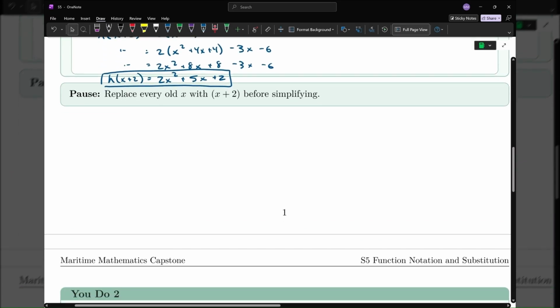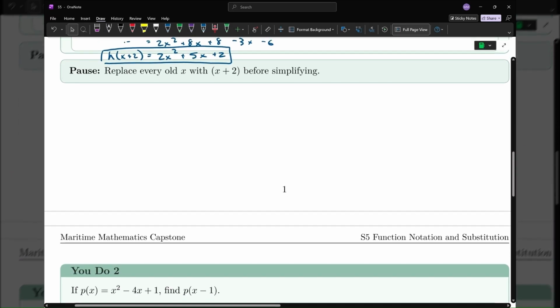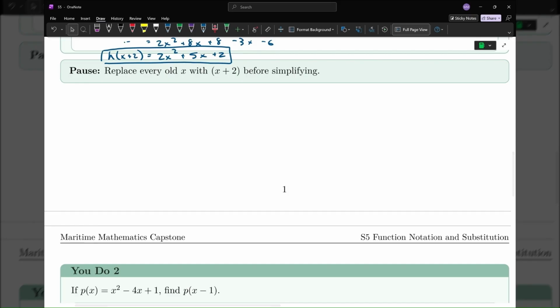I've got one right here. So here's yours. So if p of x, again, a different function, if function p is x squared minus 4x plus 1, I'd like you to find p of x minus 1. So pause the video, take a shot at that one, and then we'll come back for the answer.